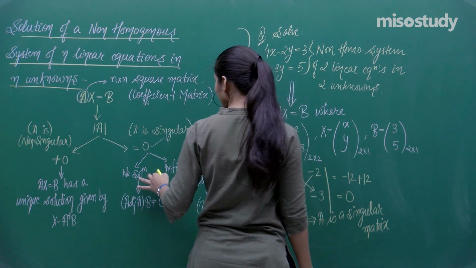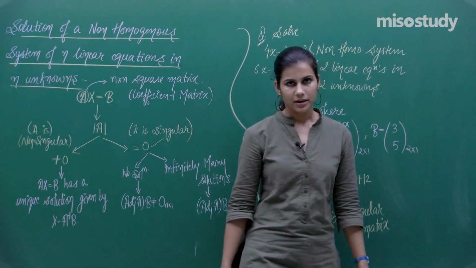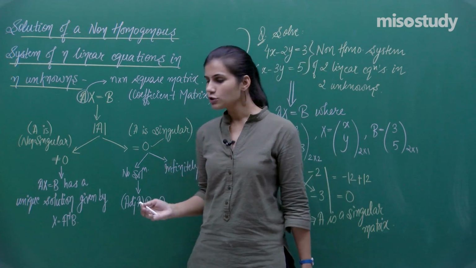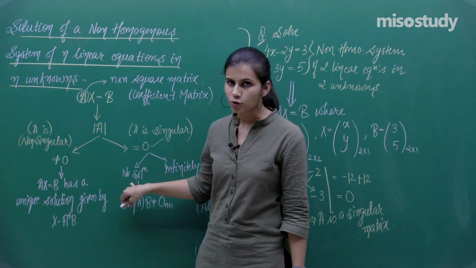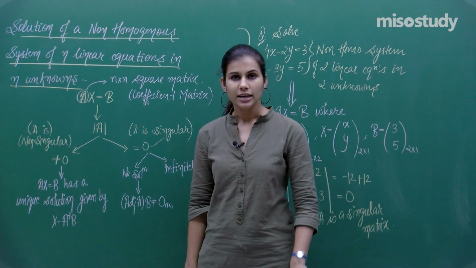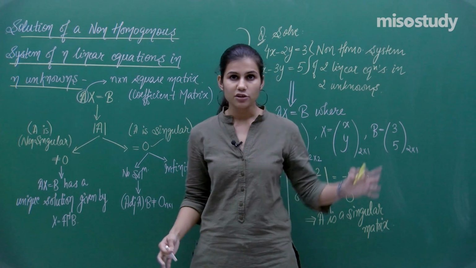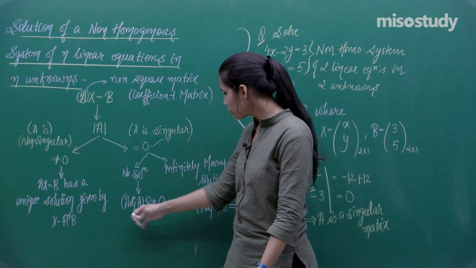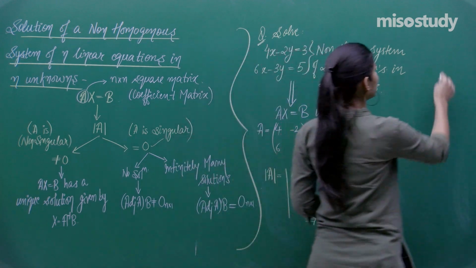And when A has become a singular matrix, what is the next step? I am right now confused between two conclusions. Either the system has no solution, or it has infinitely many solutions. In order to distinguish between the two, I will have to talk about adjoint of A. Let us compute adjoint of A.